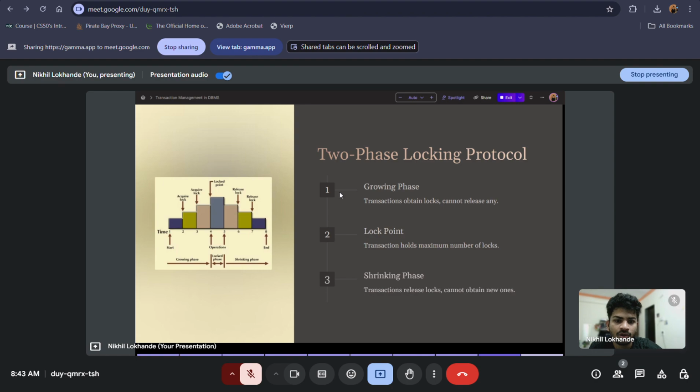What is the two-phase locking protocol? There is a growing phase in which transactions obtain locks and cannot release any lock. Lock point: the transaction holds the maximum number of locks. Shrinking phase: as you can see, this is the lock point and these are the acquired locks. This is the shrinking phase going downwards and this is the growing phase. In the shrinking phase, transactions release locks and cannot obtain new ones.